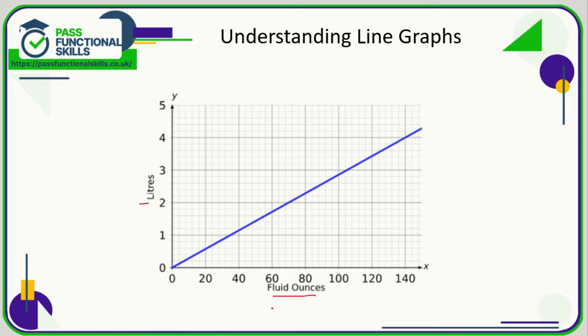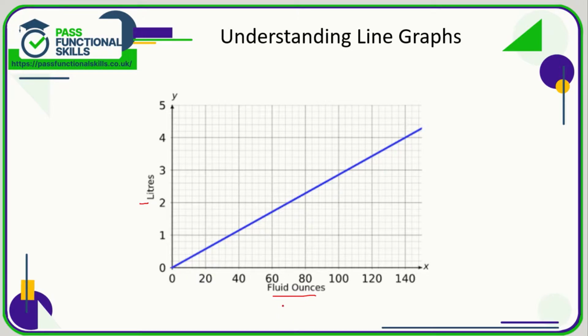Now the scale of the fluid ounces goes from 0 up to 140, and we can see that for each major grid line we are increasing by 20 fluid ounces: 20, 40, 60, 80, 100, 120, 140. And for the major grid lines going vertically, we're increasing by 1 litre, so 1, 2, 3, 4, 5 litres. So we can use this line graph to convert from fluid ounces to litres, and to convert from litres into fluid ounces.